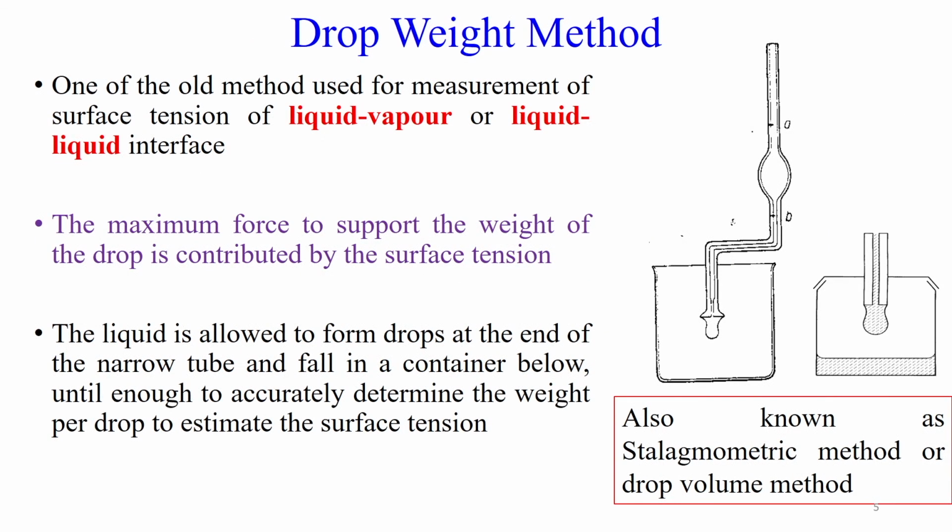The very first one we will see is the drop weight method. This is an old method used for the measurement of surface tension at both the liquid vapor interface and the liquid liquid interface. Typically, for the liquid vapor we call it the surface tension, and for the liquid liquid we call it the interfacial tension.